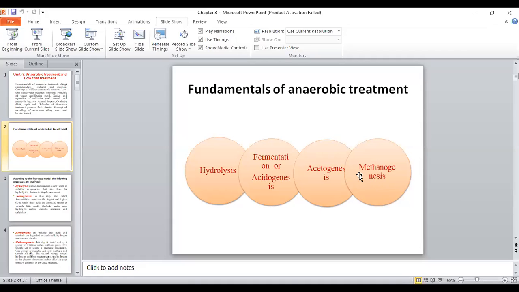And the methanogenic process is a very sensitive process. Sensitive in the sense that if the pH changes, the process collapses. If the water to solid ratio changes, it collapses. So it is a very sensitive one. We need to handle it very carefully. Okay, this is about the fundamentals of the anaerobic treatment process.